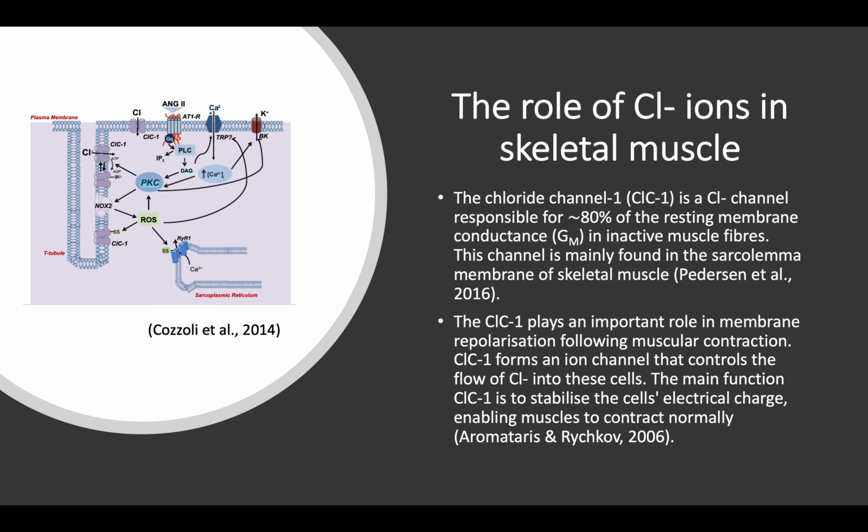The chloride channel 1 is a negative chloride ion channel responsible for around 80% of the resting membrane conductance. In inactive muscle fibers, this channel is mainly found in the sarcolemma membrane of the skeletal muscle. The chloride channel 1 plays an important role in membrane repolarization following muscular contraction. Chloride channel 1 forms an ion channel that controls the flow of negative chloride ions into these cells. The main function of chloride channel 1 is to stabilize the cell's electrical charge, enabling muscles to contract normally.